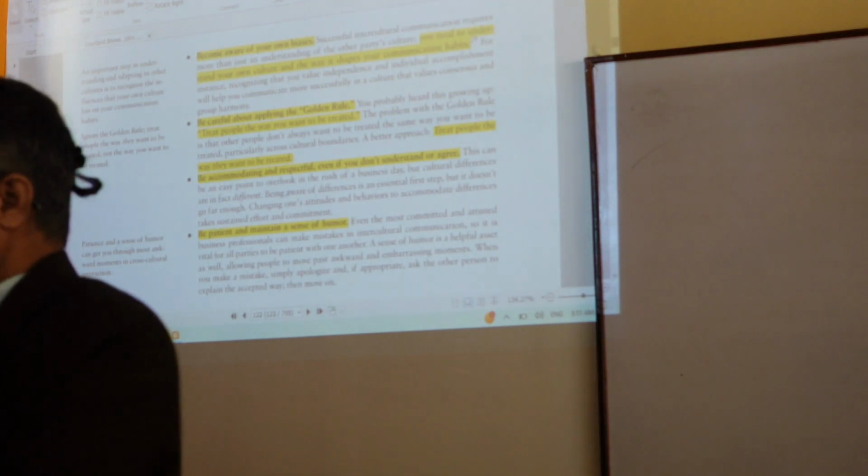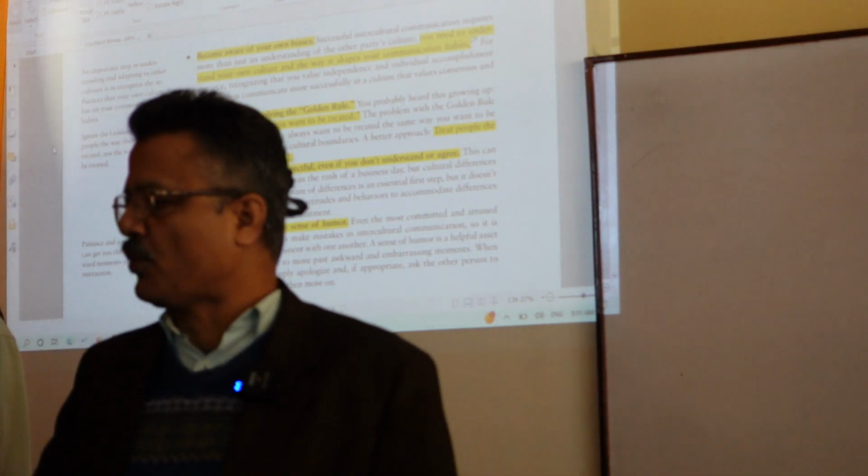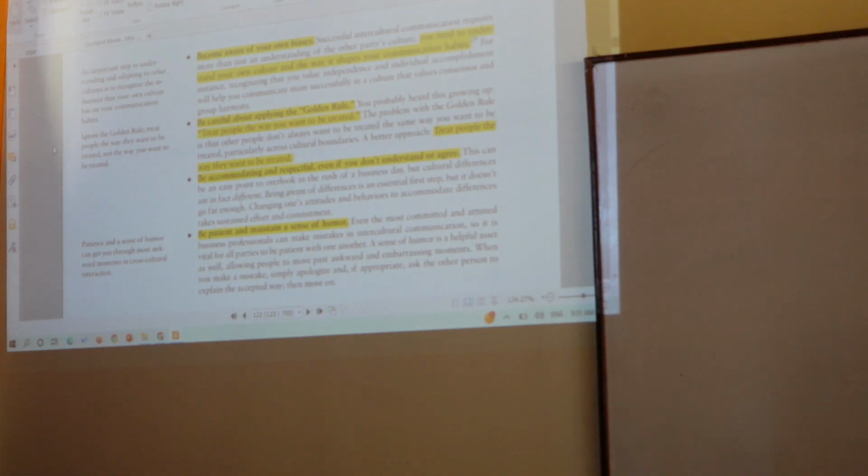What is the golden rule? Treat people the way they want to be treated. Have you heard people say, treat others the way you want them to treat you? And the golden rule is, treat others the way they want you to treat them. So I should treat Miss Thapa not the way I want her to treat me, but the way Miss Thapa wants me to treat her.